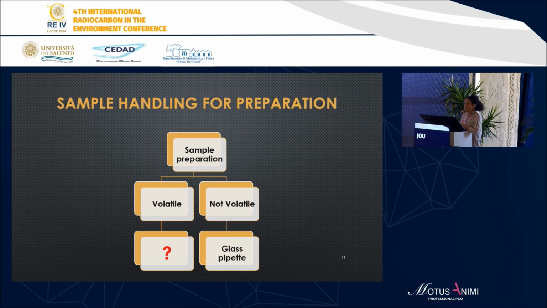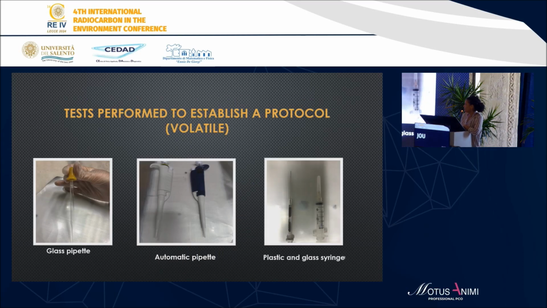We have 2 groups, volatile and not so volatile. For example, diesel is not so volatile, and I can handle it using a glass pipette. But the problem is when I have a very volatile sample and the glass pipette will not work. What can you use? So I tested using a glass pipette, automatic pipette, and plastic and glass syringes, and I will show the results of this test.